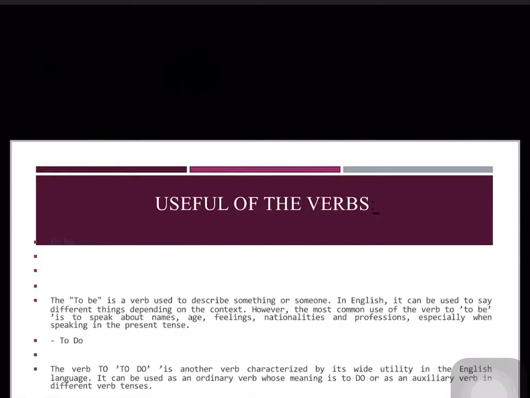And we have the use of the verbs. We have to be, to do, and to like. To be is a verb used to describe something or someone in English. To do is another verb characterized by its wide utility in the English language. And to like is a regular verb, making it a simple verb to learn and use.